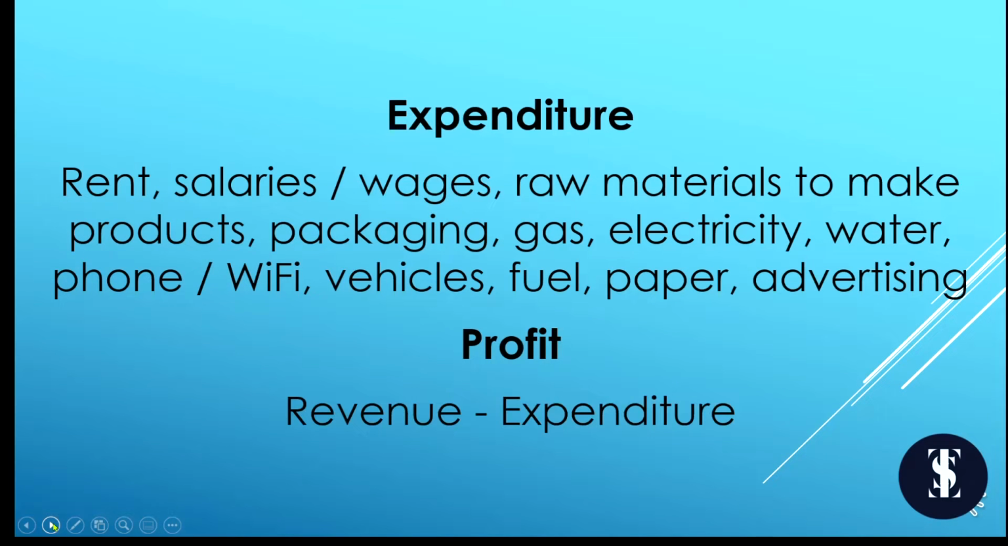Expenditure. This can include rent, salaries or wages, raw materials to make products, packaging, gas, electricity, water, phone, Wi-Fi, vehicles, fuel, paper, advertising. Profit, revenue minus expenditure.